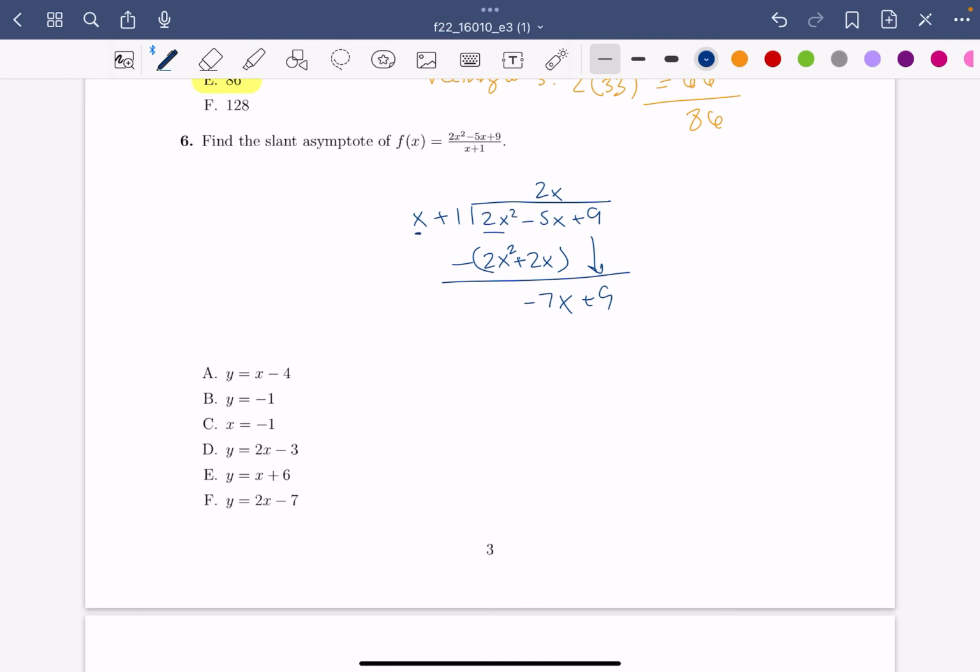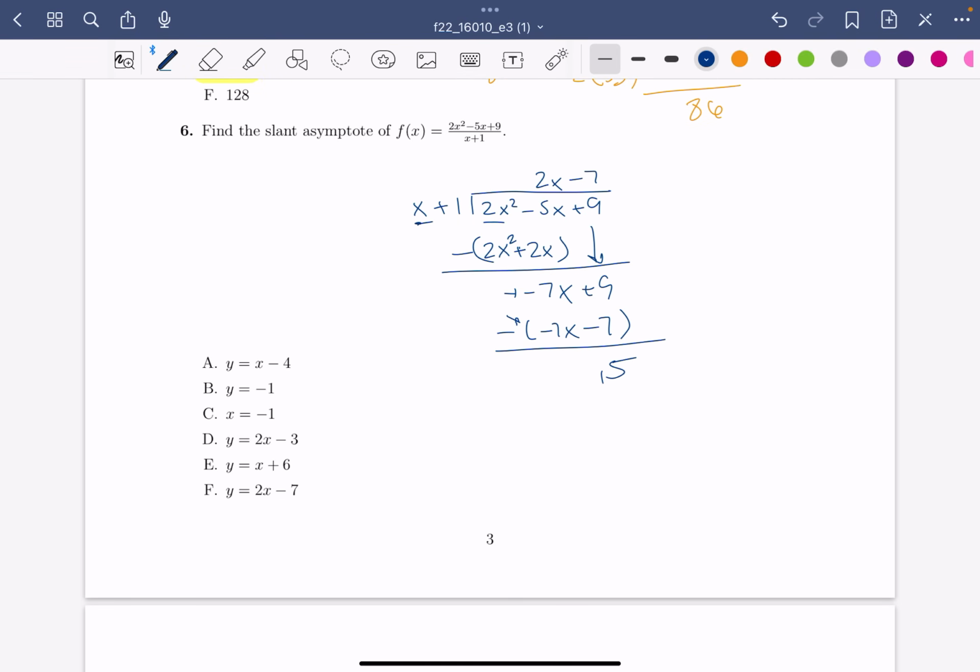So what times x equals negative 7x? That is negative 7. So we need to multiply that by negative 7. So we have negative 7x minus 7. That whole thing subtracted to cancel these two right here out. And then we are left with 9 minus negative 7, which is 16. But that's unimportant because the slant asymptote is this top part right here that we found. So that gives us y equals 2x minus 7. If we look at our options, that gives us F.